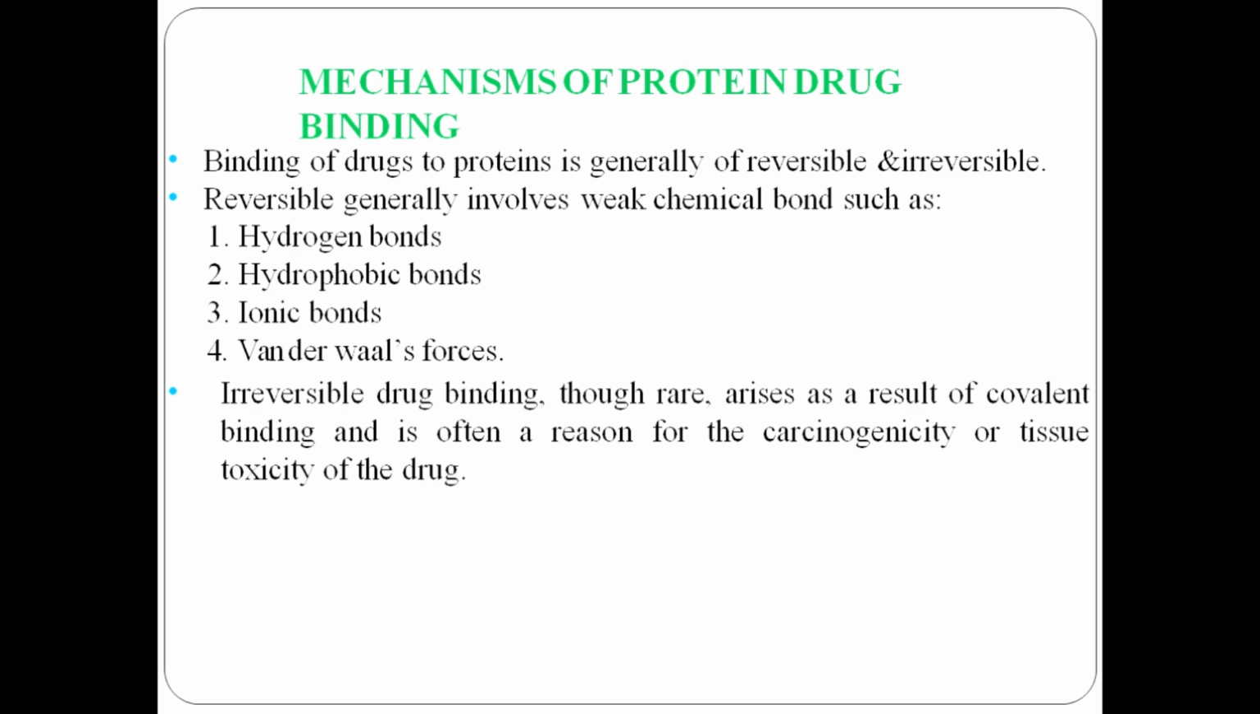Reversible binding of a drug is generally due to formation of weak chemical bonds such as hydrogen bonds, hydrophobic bonds, ionic bonds, and van der Waals forces. But if a drug irreversibly binds with protein, it leads to carcinogenicity or toxicity.